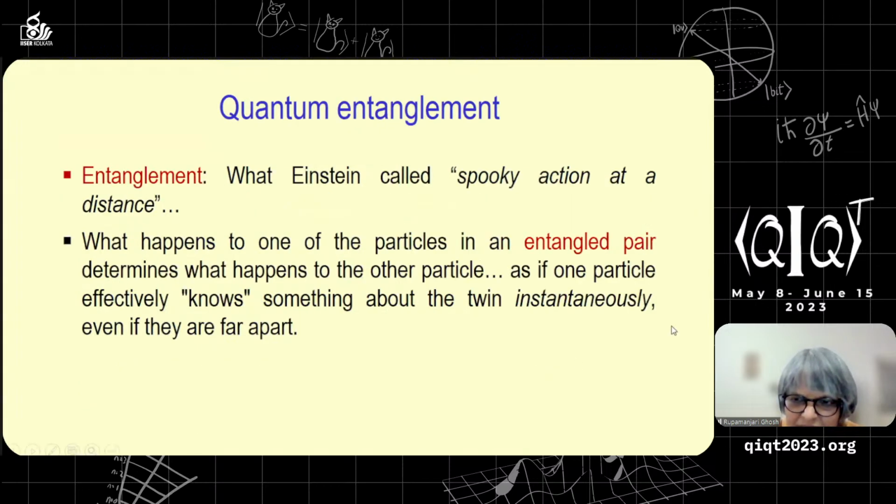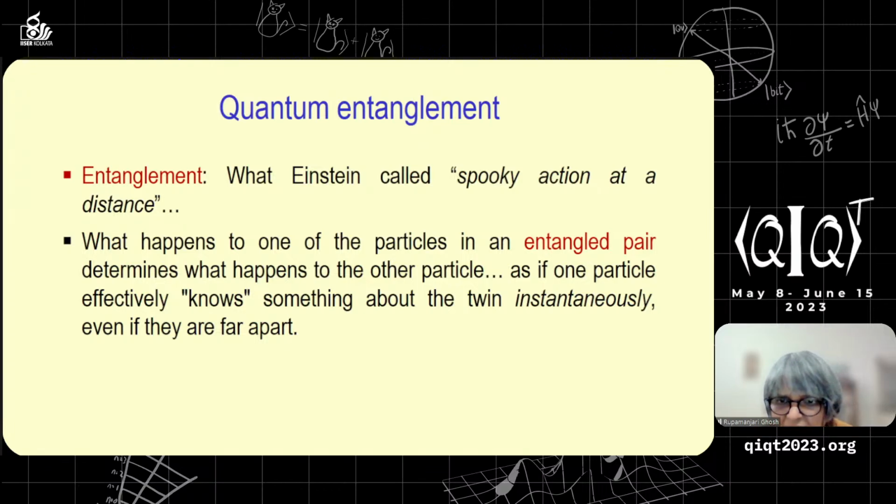So what is quantum entanglement? Again, not in equations, but understanding the concept, this is what Einstein called spooky action at a distance. So what happens if two particles are entangled? You have an entangled pair. What happens to one of the particles in that pair determines what happens to the other particle, as if one particle effectively knows something about the twin instantaneously, even if they're far apart.